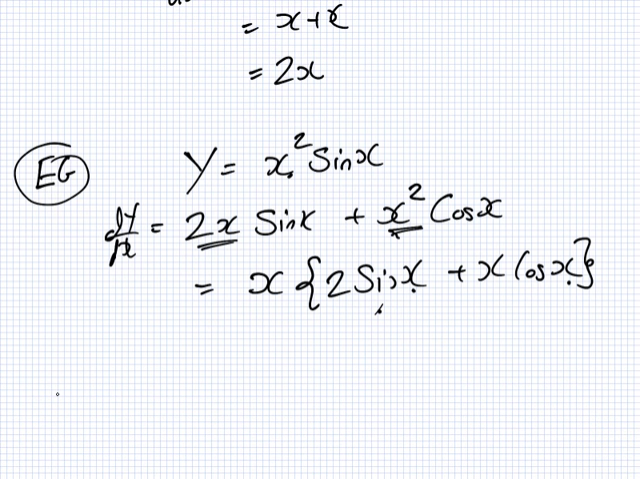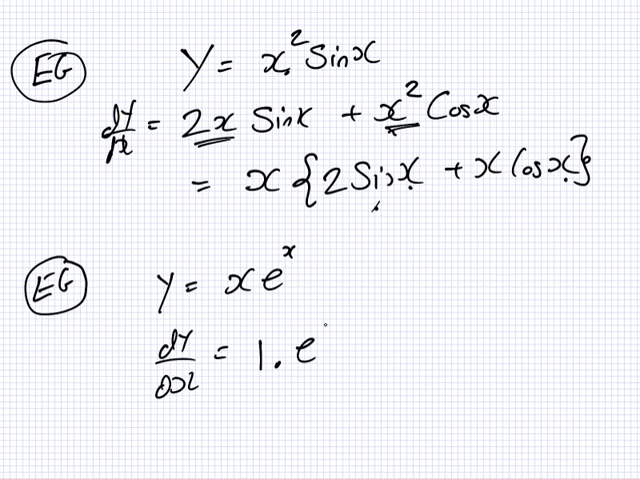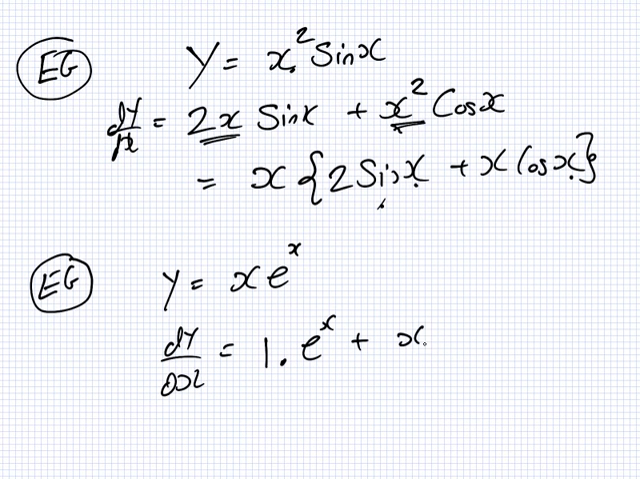Let's do one with e in it. Let's just say x e^x. Let's do this one together. Firstly, what's the derivative of x? 1. And e^x stays the same. And then x stays the same. And the derivative of e^x? Just e^x. Yes, I suppose I could take out e^x.